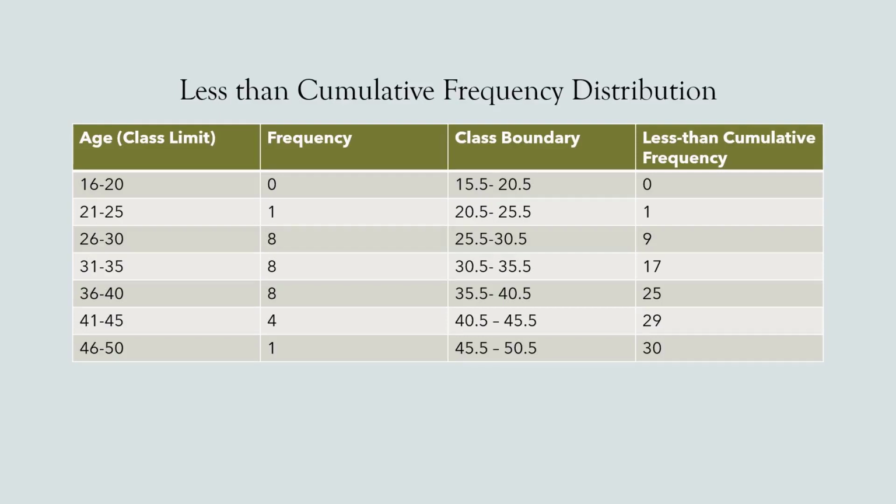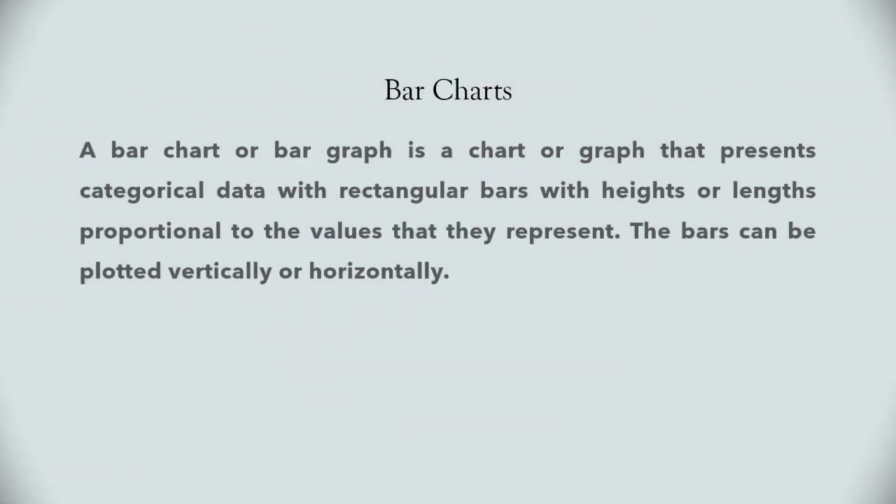We now turn our attention to bar charts. A bar chart or bar graph is a chart or graph that presents categorical data with rectangular bars with heights or lengths proportional to the values that they represent. There are 3 steps to constructing a bar chart.